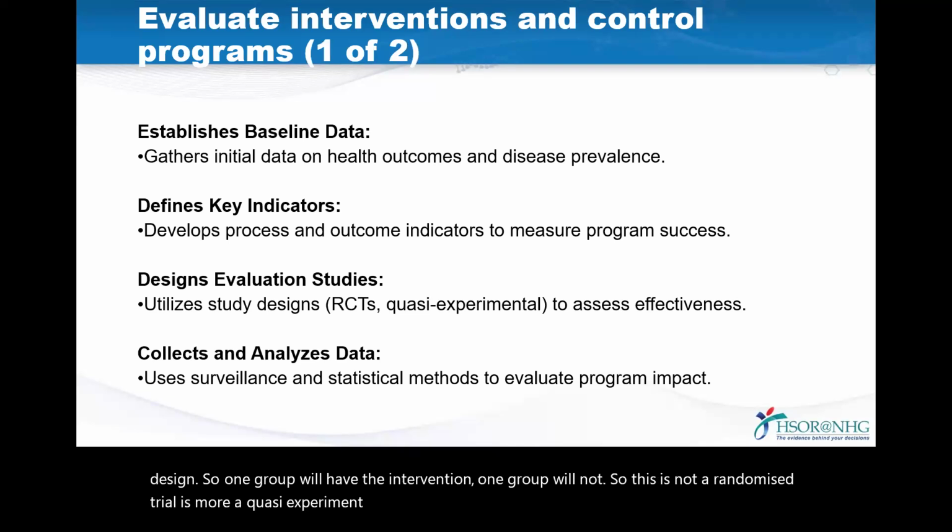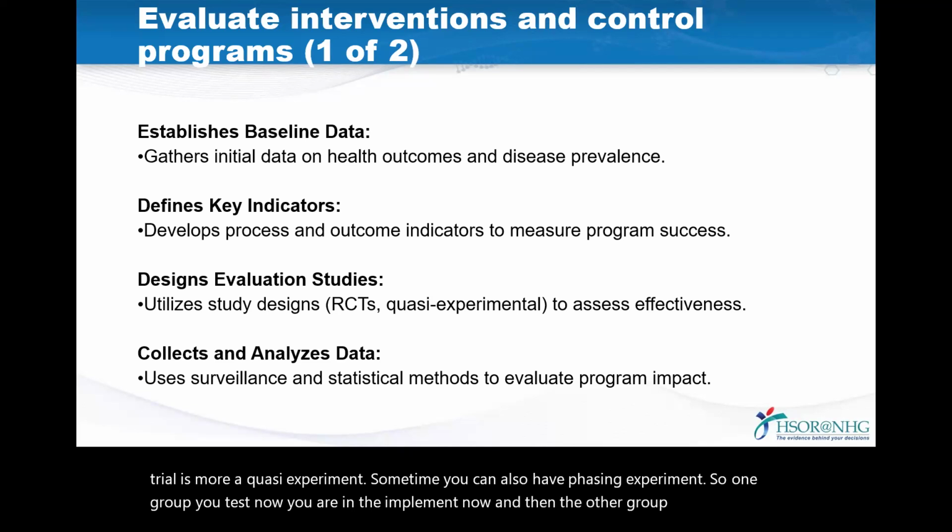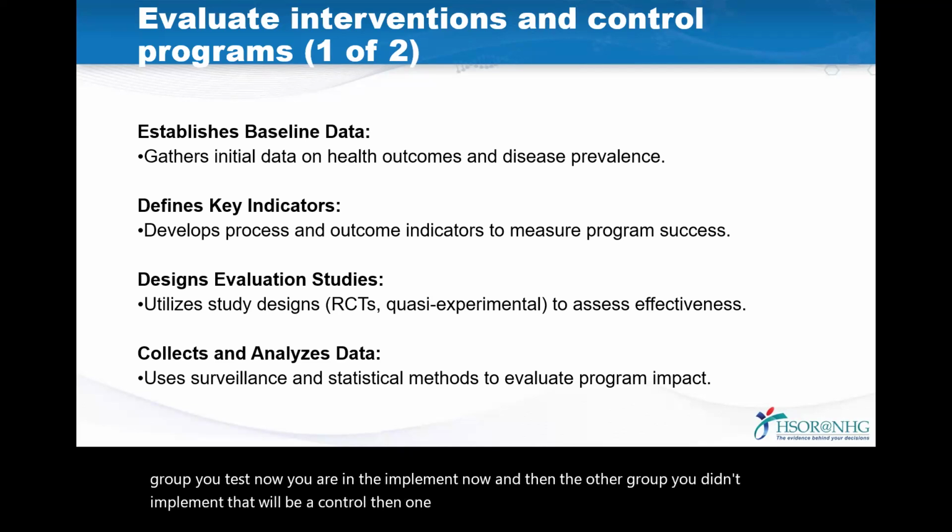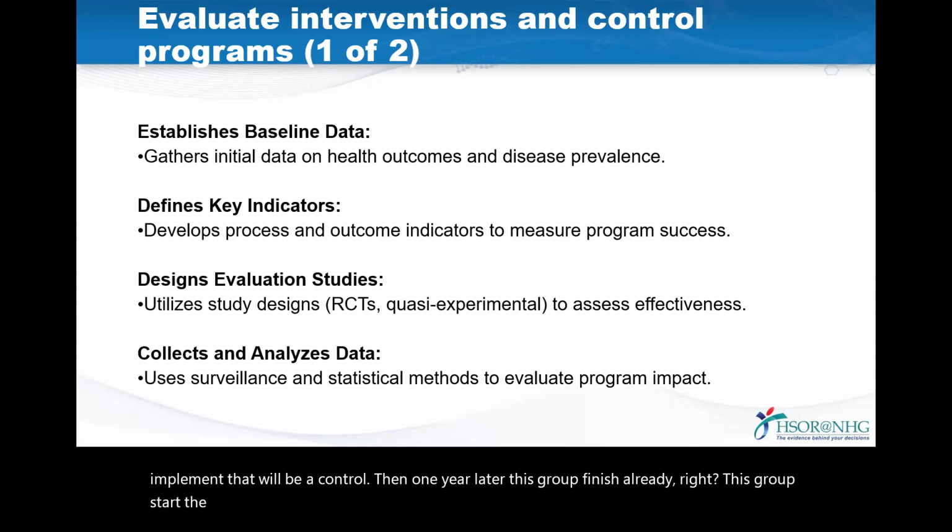Sometimes you can also have a phased experiment. So one group you implement now, and the other group you don't implement, that will be a control. Then one year later, this group has finished already, and this group starts the intervention, and the other group will be the control.